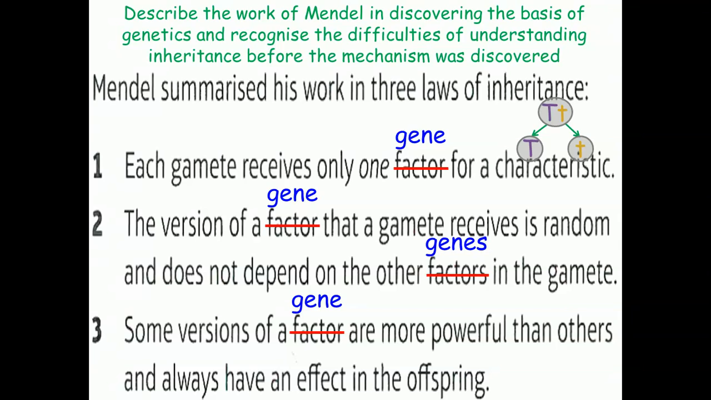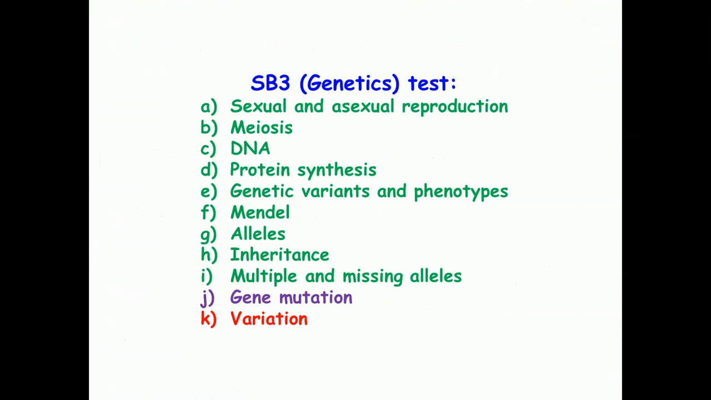And then his third law, where some versions of a gene are more powerful than others and always have an effect in the offspring, we know that different versions of a gene are called alleles. And if some of these alleles are more powerful, that means that they must be dominant. Now, using Mendel's ideas, we can see that inheritance is more understandable now.